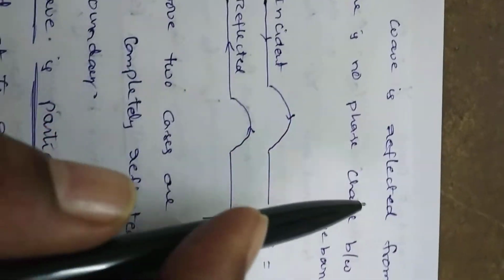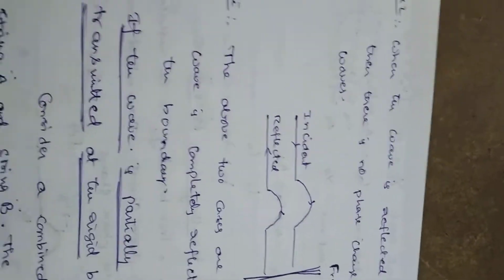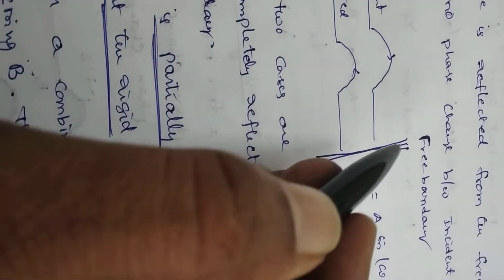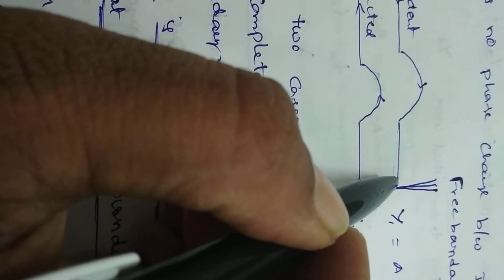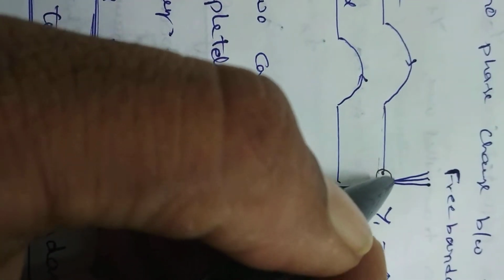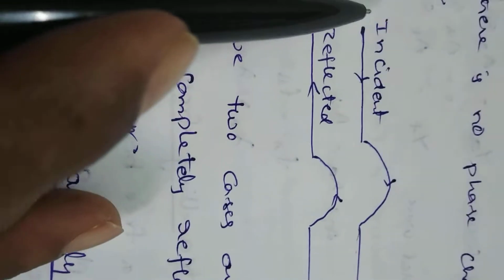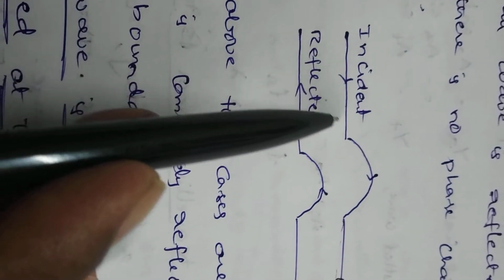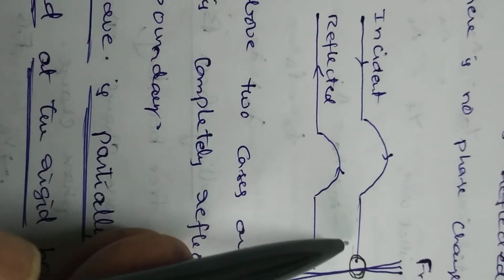Next one, case 2. Suppose the wave is reflected from a free boundary, which means a free surface. It is a string that is connected at this boundary by a ring, a metallic ring. It is a metallic ring. Suppose a jerk is given. The transverse wave is moving along the string like this.